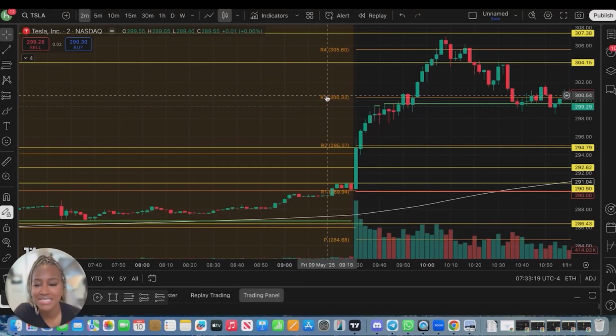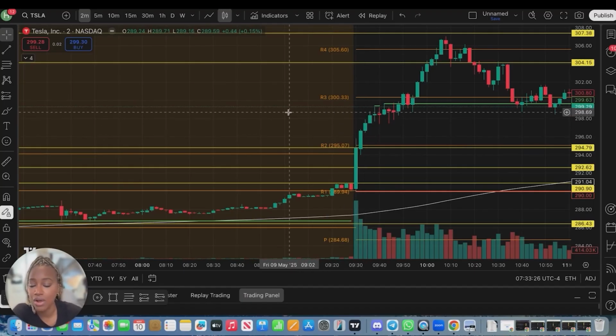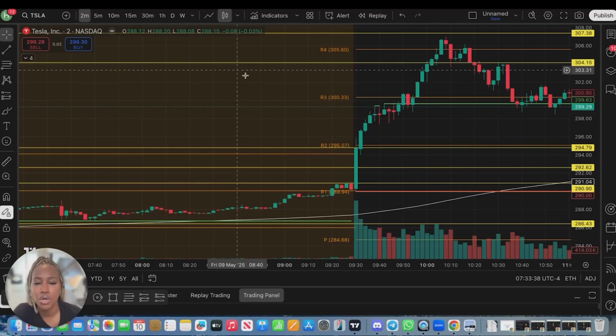So I use these as profit targets, okay? As a trade is going in my favor, I have levels to take profit because trades may bounce, or the trade may stop, or it may go in the other direction. So I want to get paid for the work I've done thus far. So that's where I have these different levels, okay?